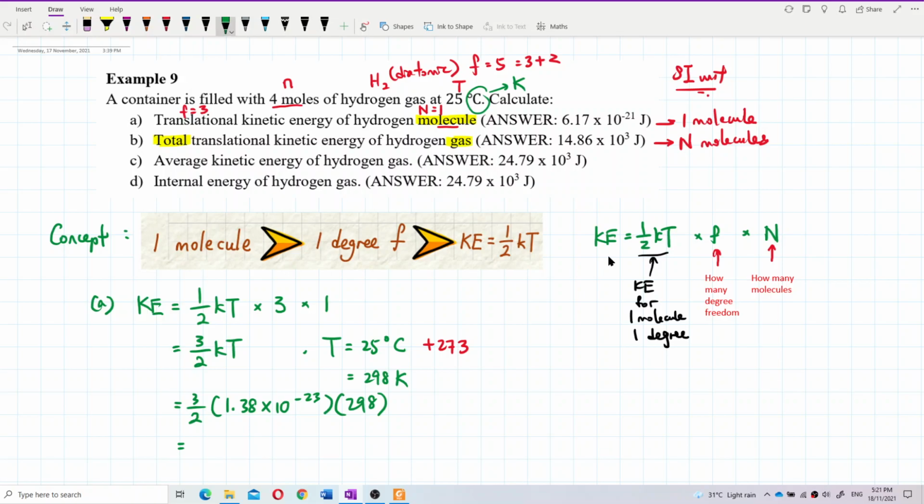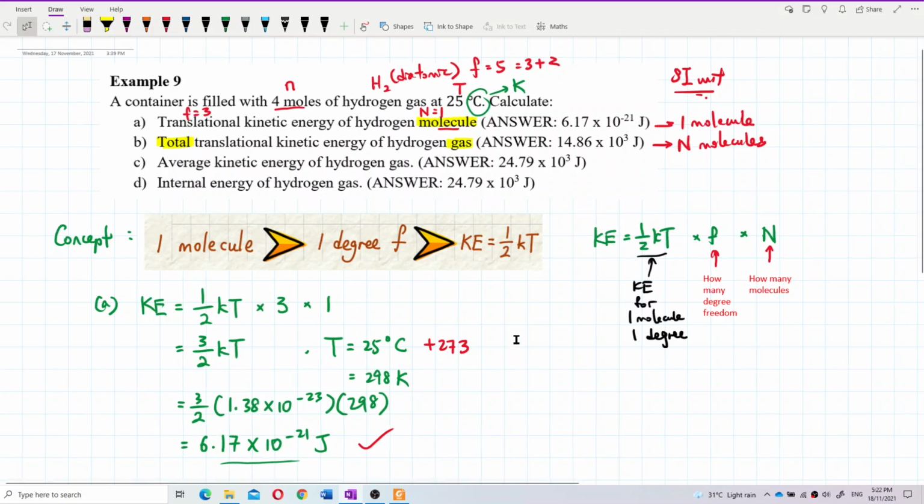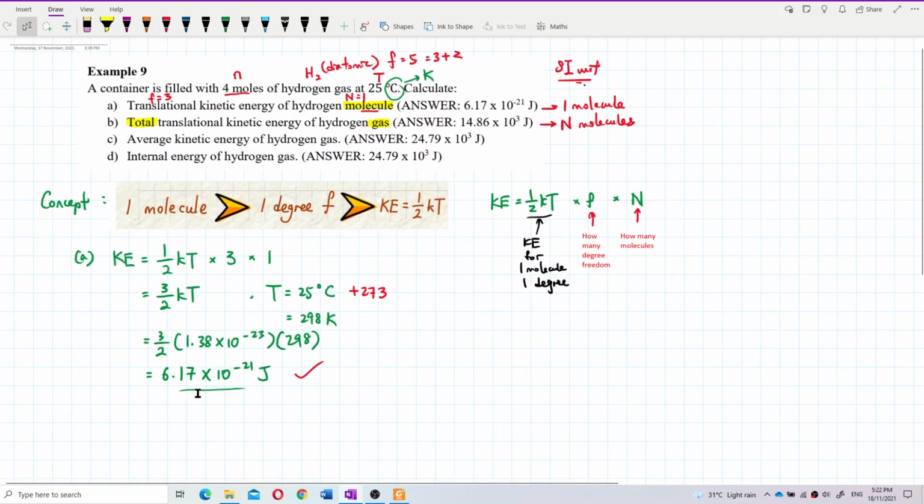Okay, so my answer is 6.17 exponent negative 21 joule. That's my answer. Is it correct? 6.17, yes, exponent negative 21 joule. That's correct. So that's my answer.